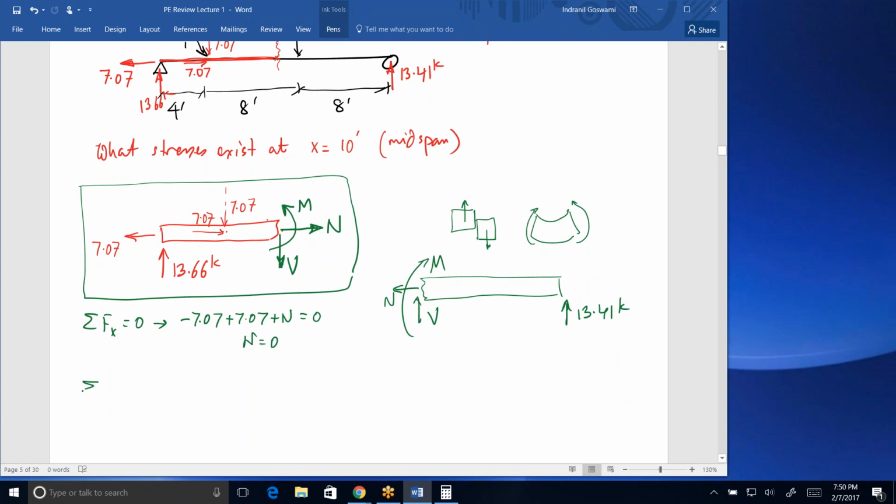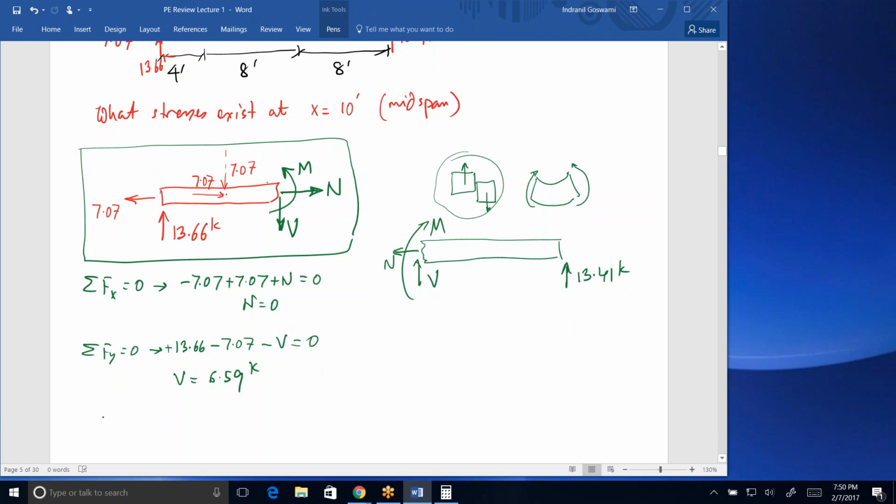But if I do summation of Fy equal to 0, I'll see 13.66 positive upwards, negative 7.07 minus V is equal to 0. That'll tell me V is equal to 6.59. Turns out positive. So that means that at that location we have positive shear, which means it's shear of this kind.